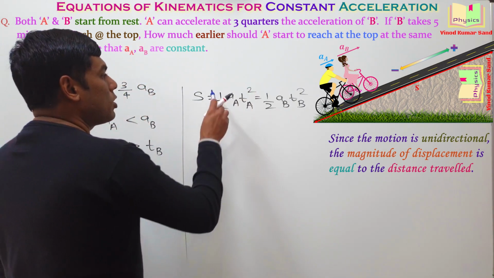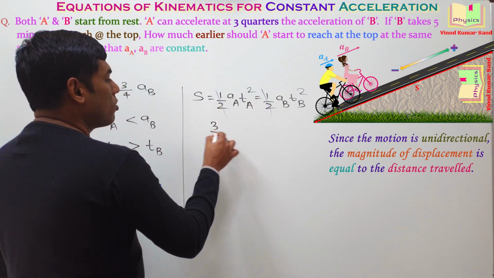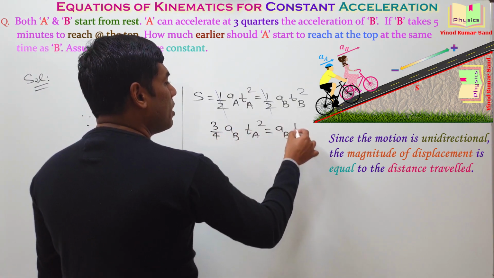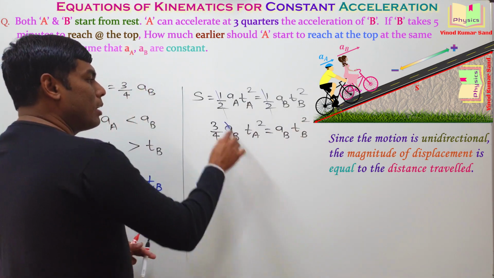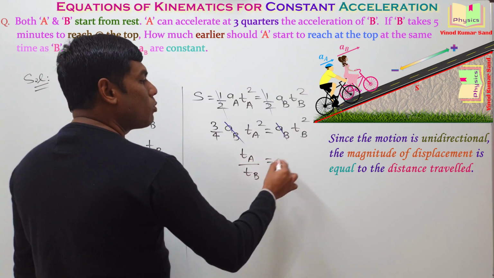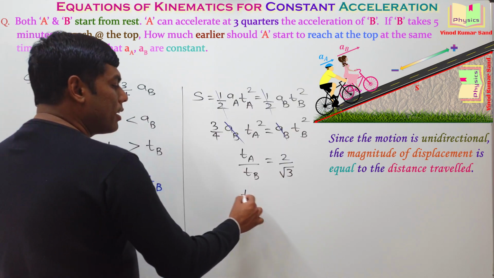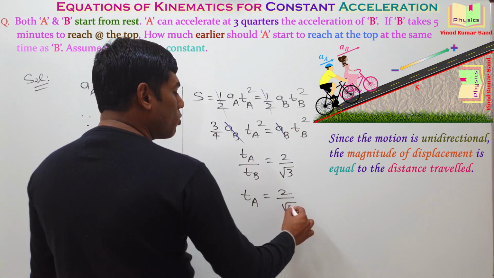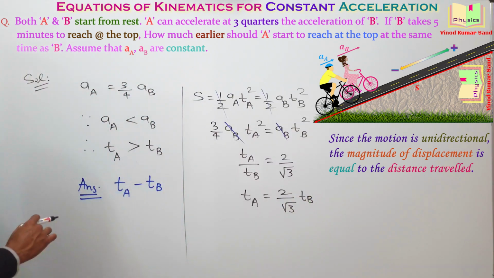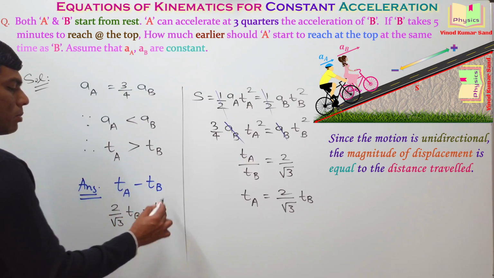So from this expression, we can get a relation. At the place of aA, I am putting 3 by 4 aB, TA square is equal to aB TB square. The aB is getting cancelled out. So TA by TB comes out to be 2 by root 3. And then TA comes out to be 2 by root 3 TB. Is it okay? Putting up the value of TA here, 2 by root 3 TB minus TB.